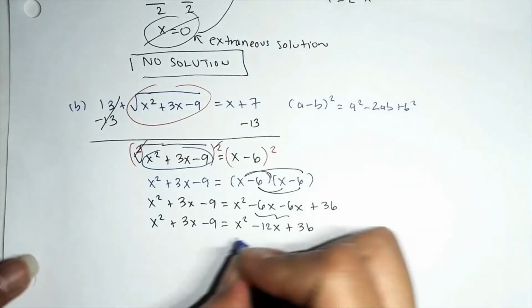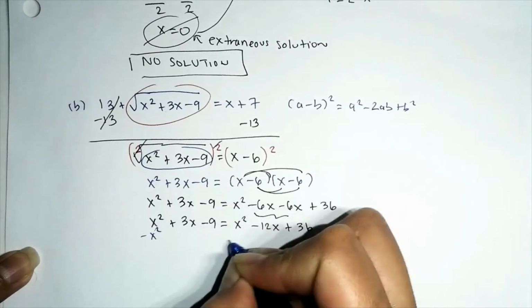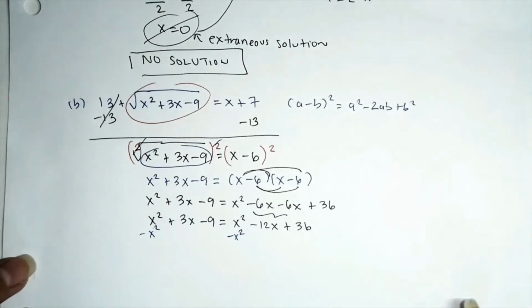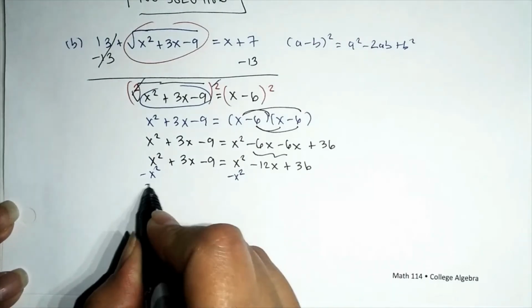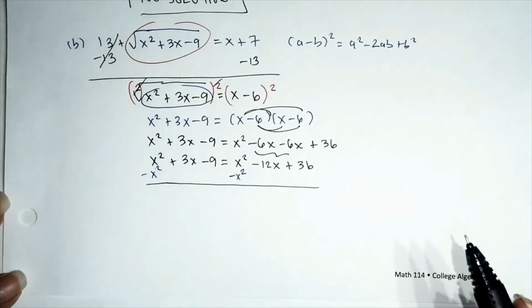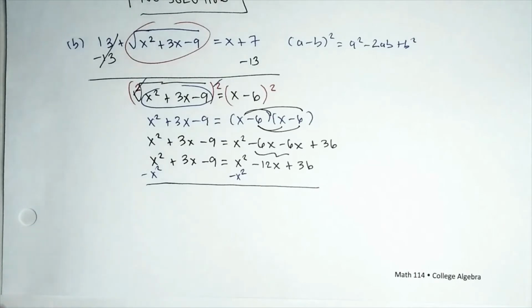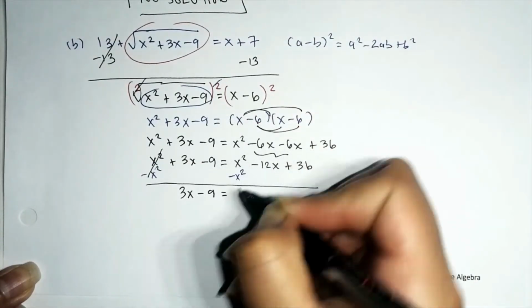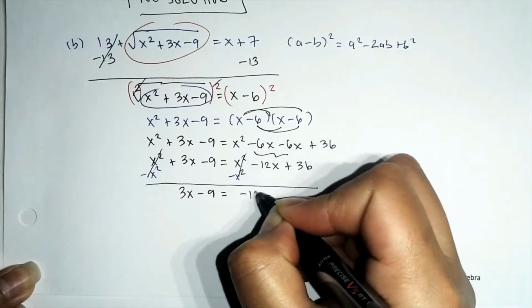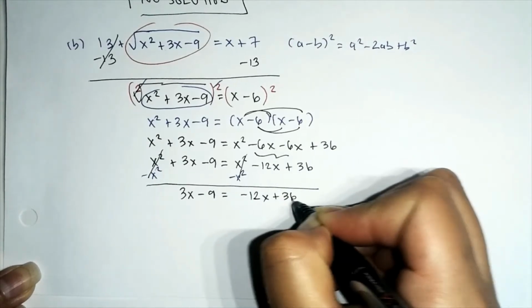Whether you say I'll move the one on the left or the one on the right, we're both going to subtract x squared. No one will ever know. So let's take our time, work our magic to set the equation equal to 0, so then we can follow the factoring process. That will leave us with 3x minus 9 equals negative 12x plus 36.